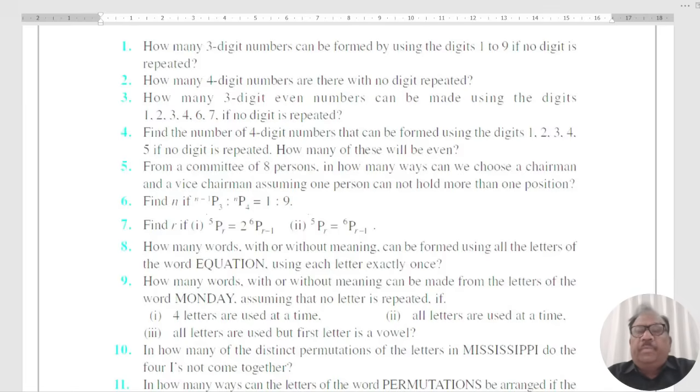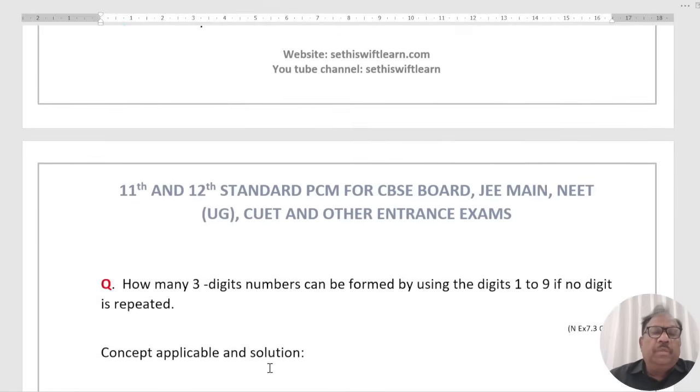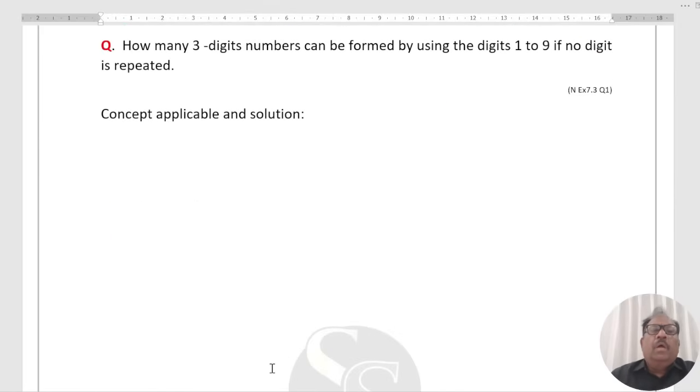To clear the concepts, illustrations are being taken from NCERT Exercise 7.3, right? The question is, how many three-digit numbers can be formed by using the digits 1 to 9 if no digit is repeated? Concept applicable and solution.